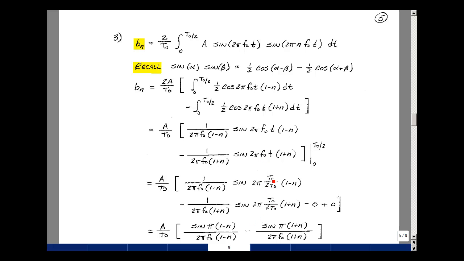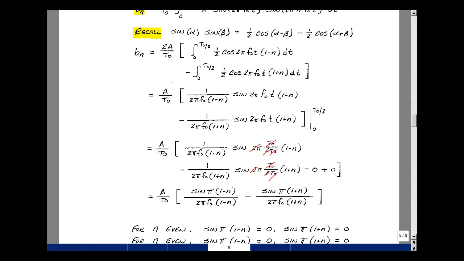Again, I get some terms to cancel. This cancels with this. The 2's cancel. Same thing happens here in the 2's. Then secondly, we're going to evaluate when t is equal to 0. So I'm going to get the sine of 0 and the sine of 0, and that's going to be just equal to 0. Now we can clean up the terms and see what we have.